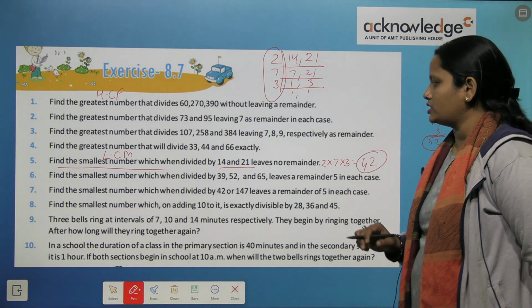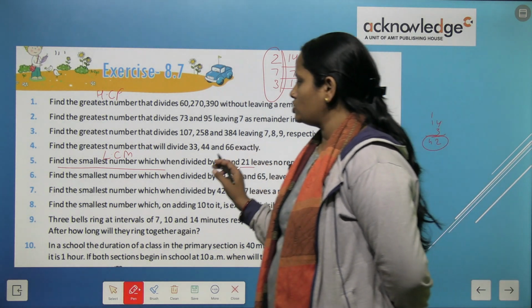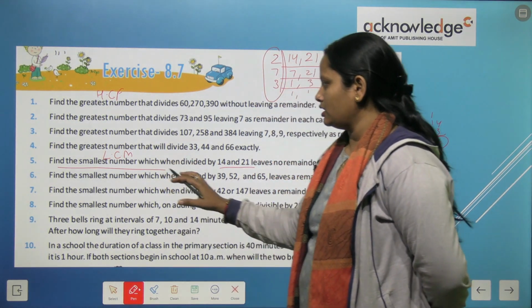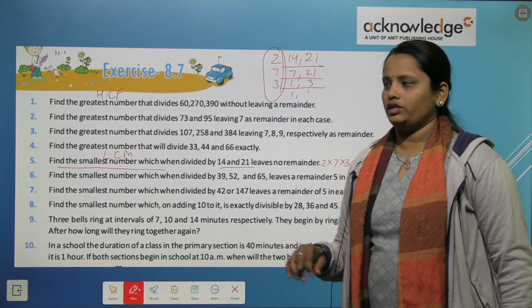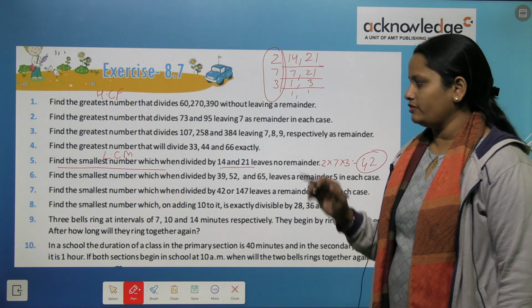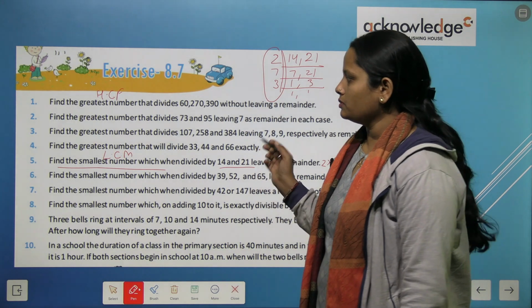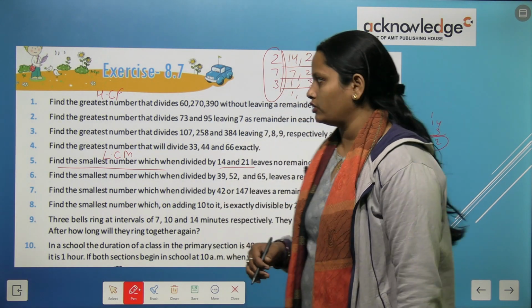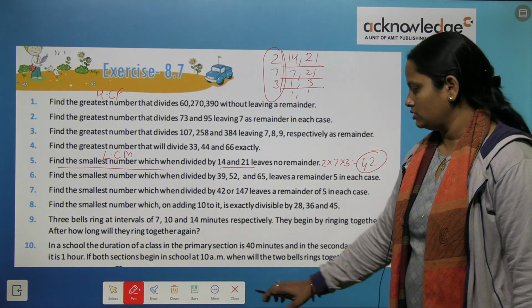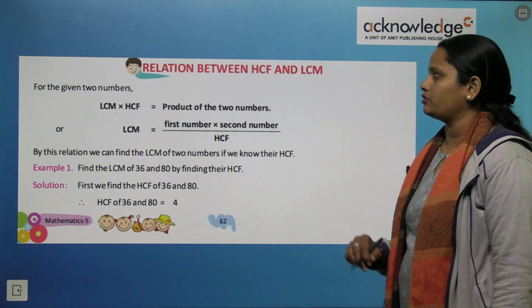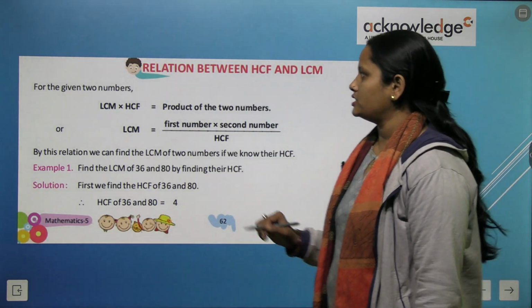So 42 is the number that should be that smallest number which when divided by 14 and 21 will leave no remainder. So similarly children, you have to find the answer of the rest of the questions that are given here. I hope it's clear to you how you have to find out the LCM and HCF.